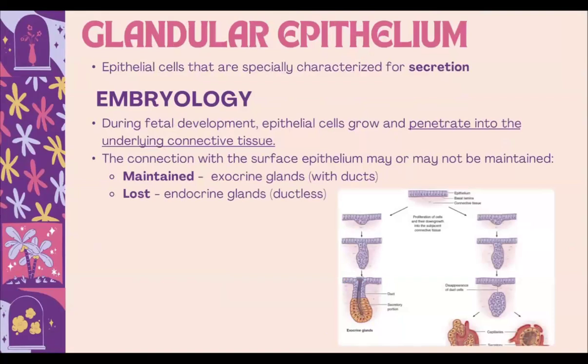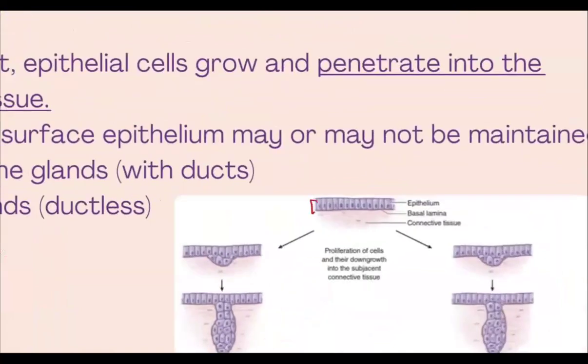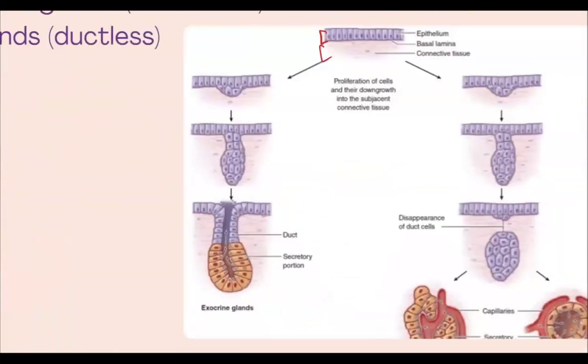Some embryology background: these cells are growing. You have your epithelial cells here, and under them a layer of connective tissue. The epithelial cells start to penetrate inside, going deeper and deeper into the connective tissue, and they can form two types of things. They can either form a duct system and then a whole gland, or they can just form a gland and then this connection can disappear.